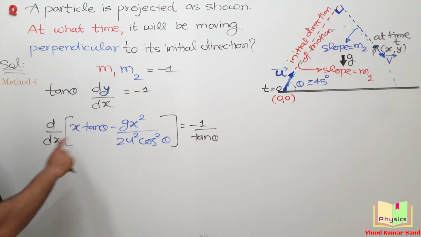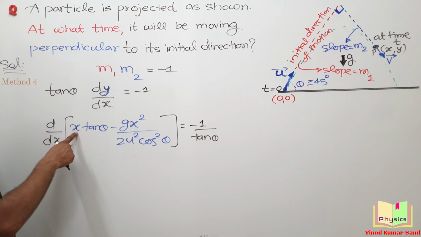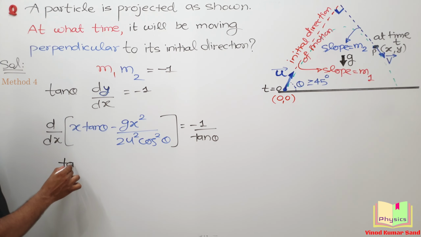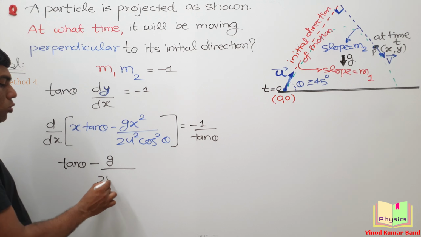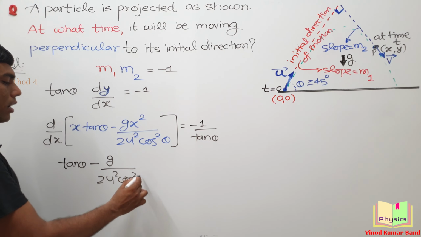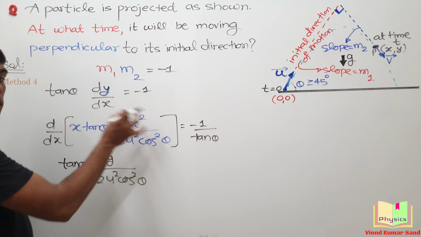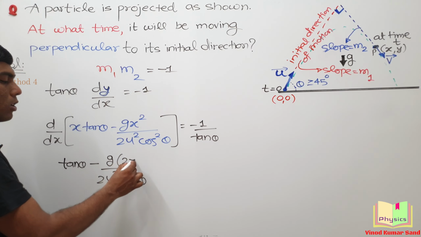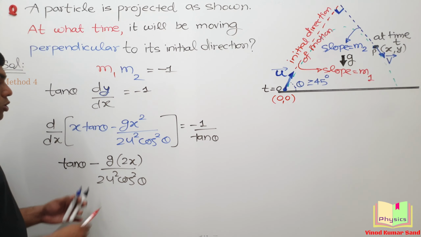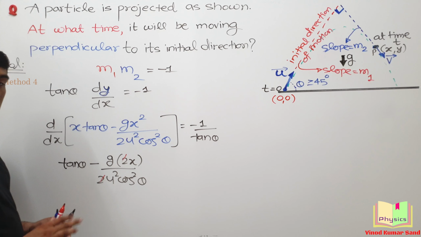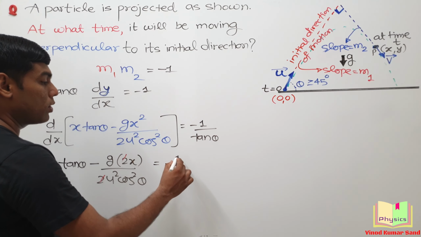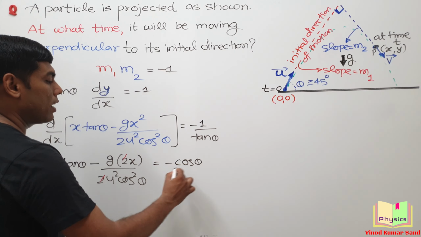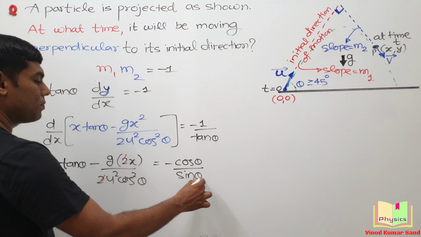So I am doing the differentiation with respect to x. Differentiation of x with respect to x, what you will get? 1. Then what is remaining here? tan theta minus g by 2u square cos square theta is constant. Differentiation of x square will be 2x. I hope you agree. This 2 is getting cancelled out. Is it fine? And here in the RHS, we are left with cos theta divided by sin theta.